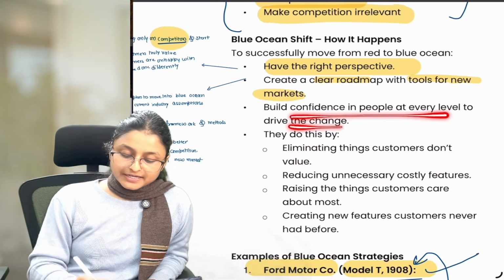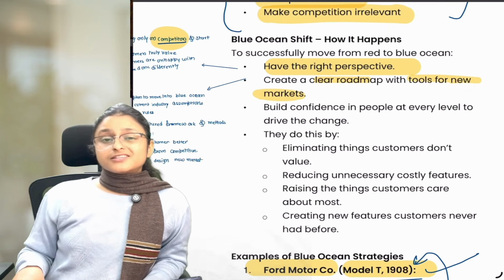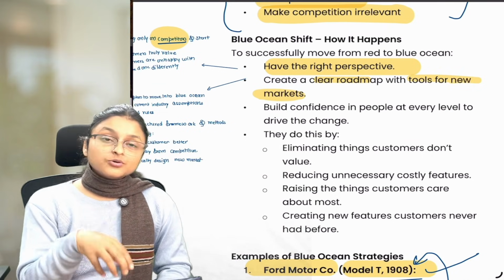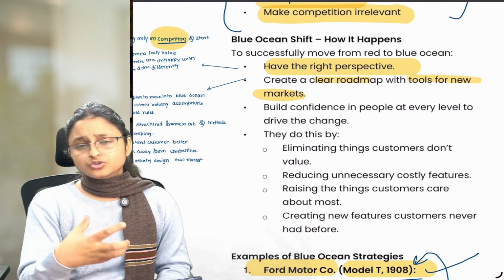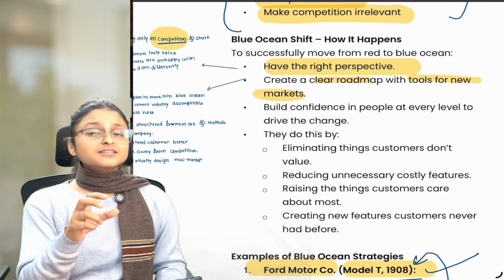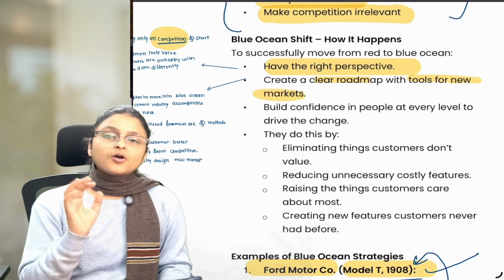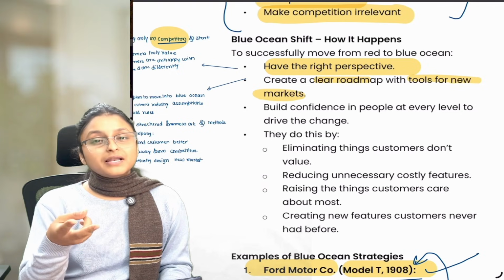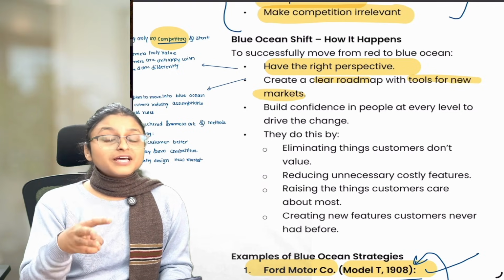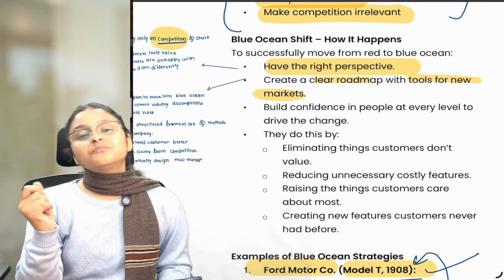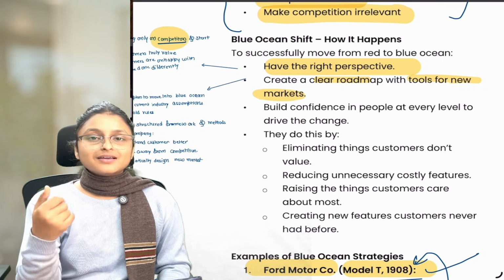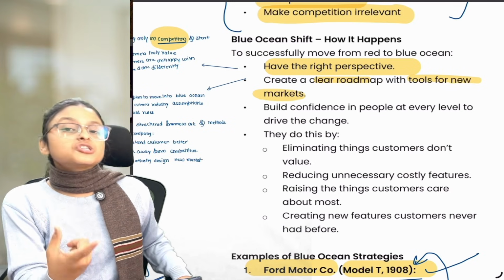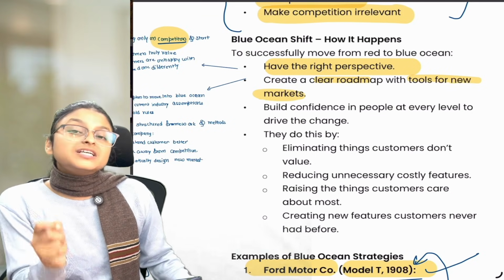Build confidence in people at every level to drive change. In strategy also, we understood that communication is really important. If you are doing a blue ocean shift, that is a huge shift. You are taking a lot of risk of creating something completely new. See, what all examples we have seen of value innovation. Ford Motors, Apple iTunes, Netflix, all of them were successful companies in doing that blue ocean strategy. But always making something new might not be beneficial for you. So you are taking a lot of risk there.